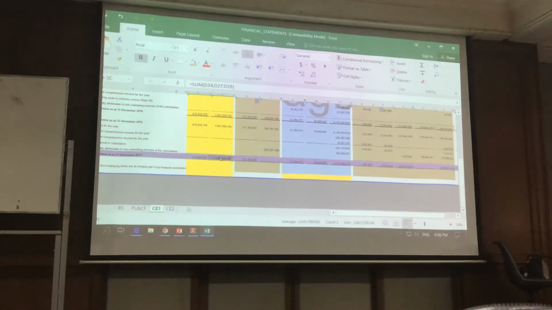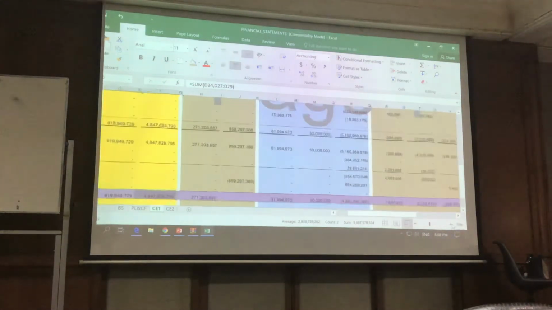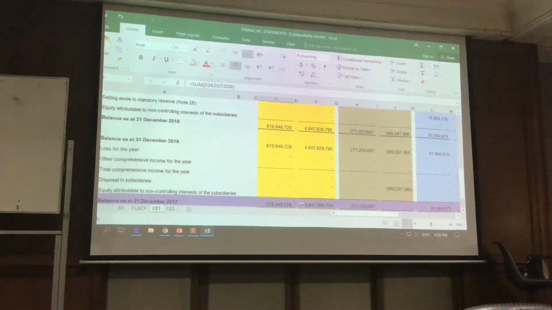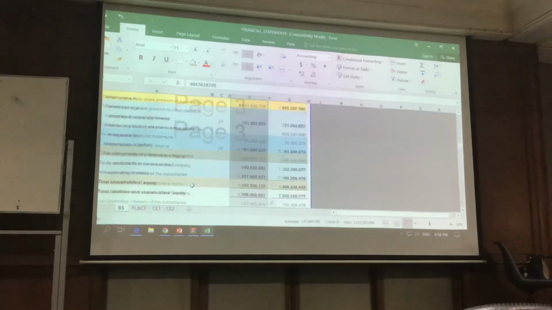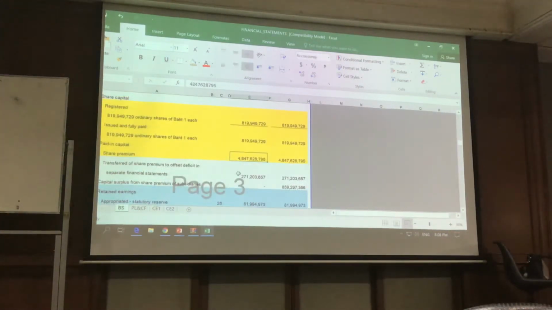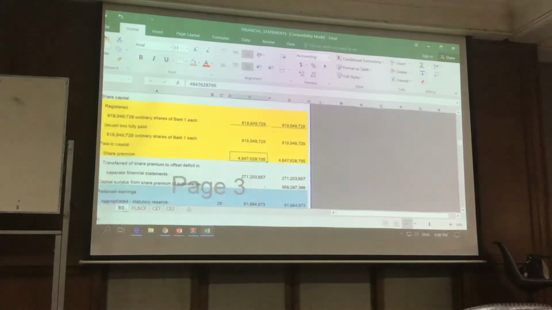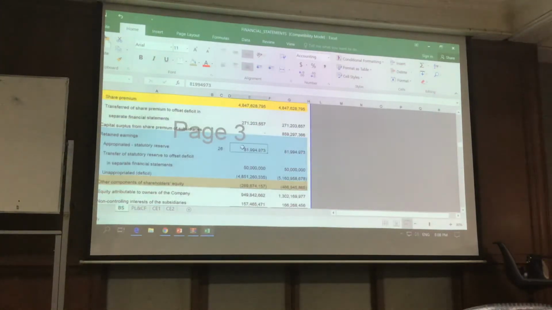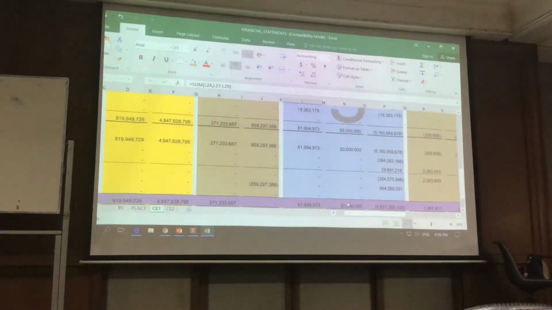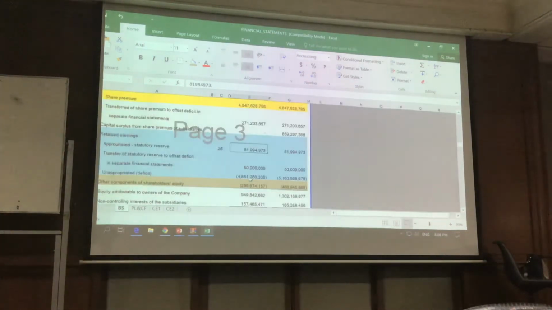Look, this is the major component part. Equity 819. I think it's too small for you. Hold on. 819 and 4847. Alright. What else? 271, 81. What else they got? 50, 4851.